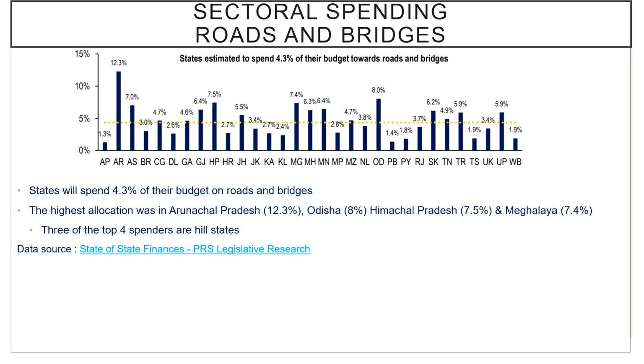Sectoral spending on roads and bridges. States will spend 4.3% of their budget on roads and bridges. The highest allocation was in Arunachal Pradesh, 12.3%, Odisha, 8%, Himachal Pradesh, 7.5%, and Meghalaya, 7.4%. 3 of the top 4 spenders are hill states.